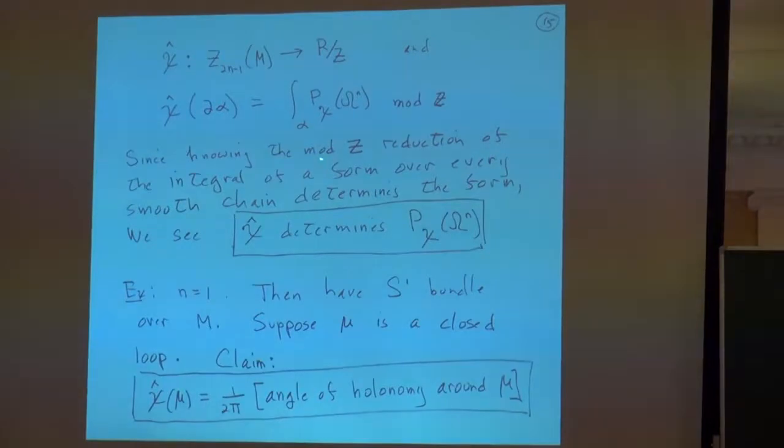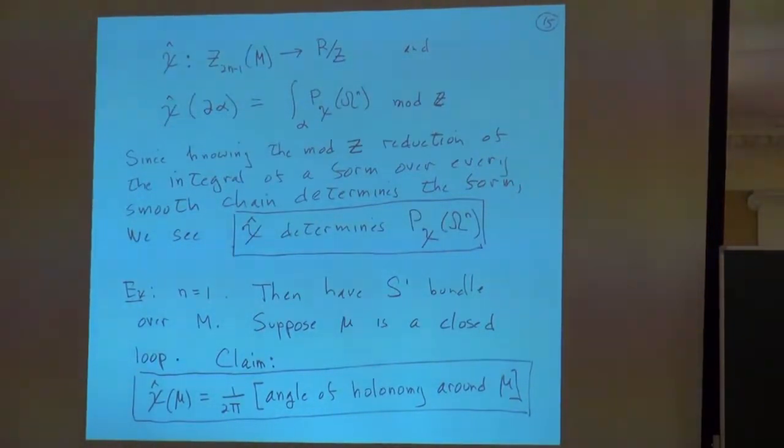And if you remember the formula from the previous page, if the cycle happened to be a boundary, then the answer is you just integrate the Euler form over the interior and reduce that mod Z. And that's well defined. So this chi hat carries more information than the Euler form itself. It says here, since knowing the mod Z reduction of the integral of a form over every smooth chain, and you do that because you just take its boundary, that already determines the form. We can see that chi hat determines this. So it carries more information.